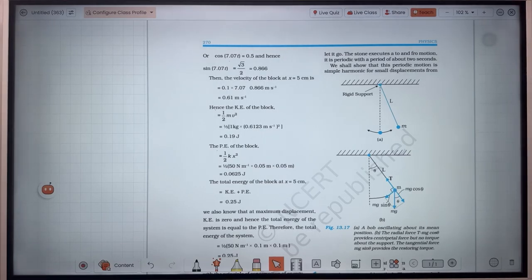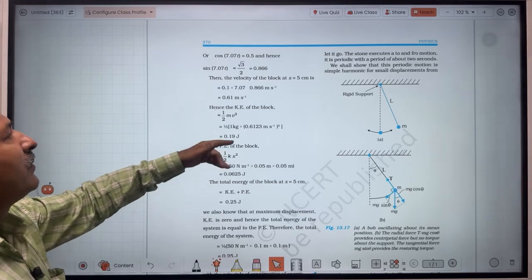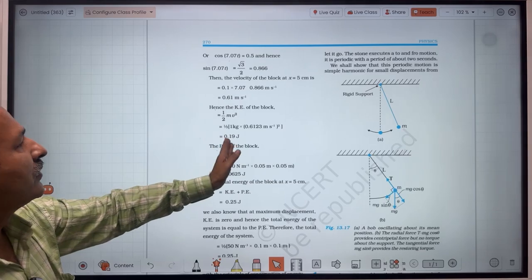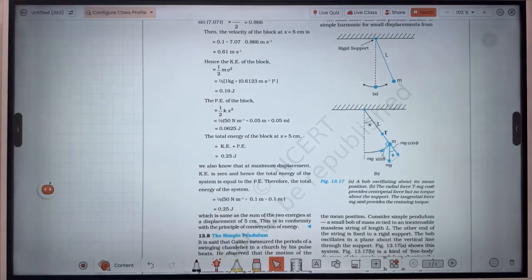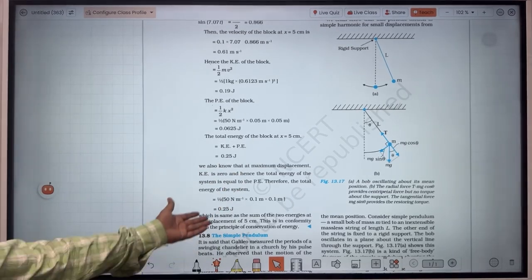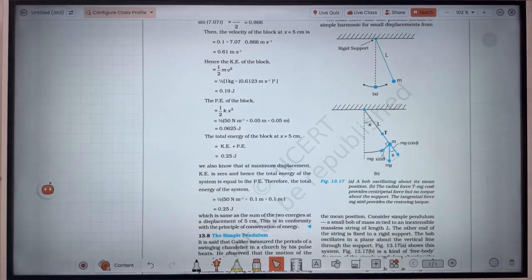This is an important question. Now to get kinetic energy, you have to apply the formula 1 by 2 mv square. Here m is given as 1 kg, and velocity you have got this much. So you can put this value over here. After evaluation, you will get 0.19 joule. Then potential energy of the block, half kx square. Displacement is given as 0.05 meter, and spring constant is already given. So you can put the value to get 0.0625 joule. And if you wish to find out total energy, you can find it at x equal to 5 centimeter.